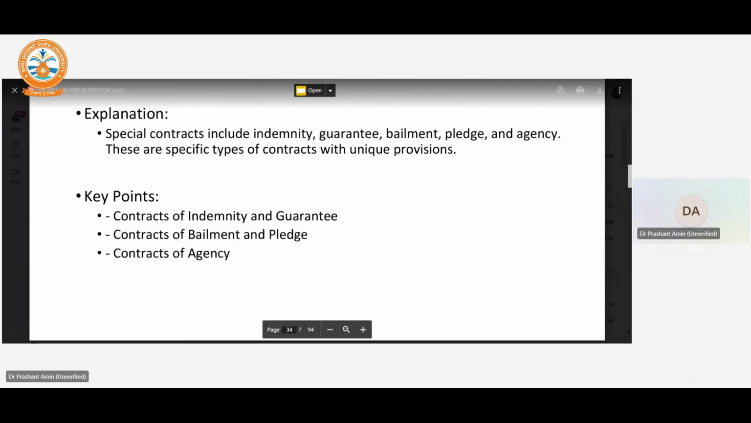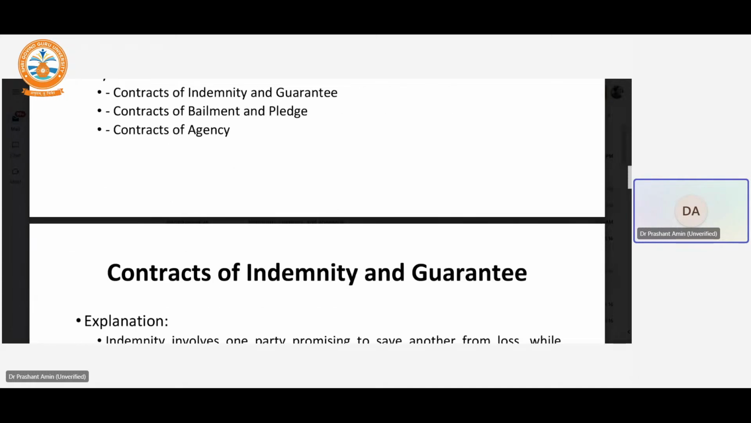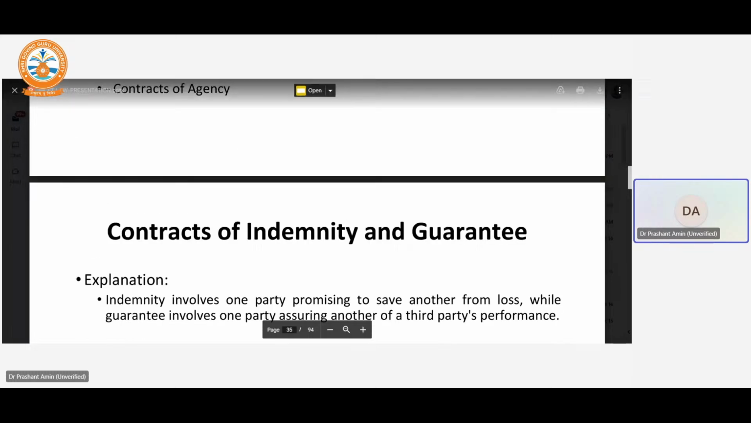Special contracts include indemnity, guarantee, bailment, pledge, and agency contracts. These are specific types of contracts mostly used in commercial applications. For the contracts of indemnity and guarantee, there are specific provisions in the Act. For bailment and pledge, there are specific provisions in the Act, and for contracts of agency, the provisions are also there.